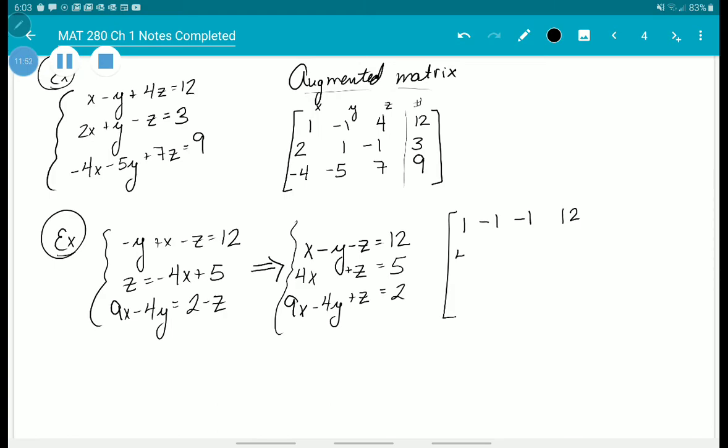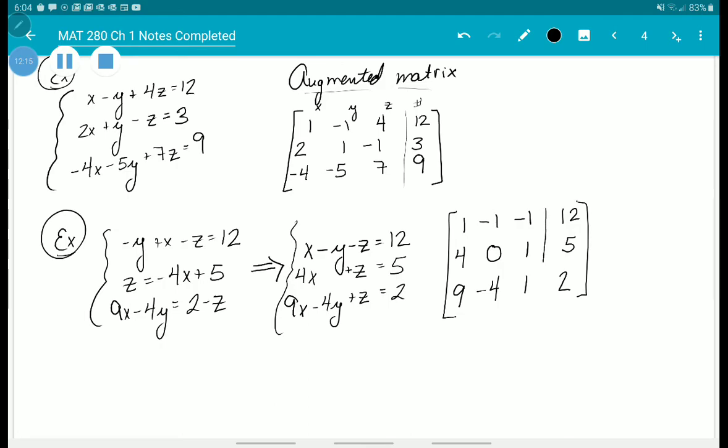I have 4x. Now, notice there's no y here. It's understood to be a 0y. Because remember, 0 times anything is still 0. And then we have a 1z is equal to 5. And then we have 9x minus 4y plus 1z is equal to 2. So there's our augmented matrix.